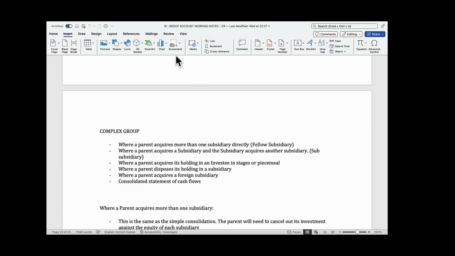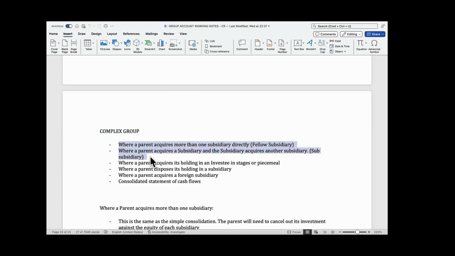Okay, good. So you're welcome to another class. And today we are going to majorly solve questions on these two parts of complex group to show how we would consolidate more than one subsidiaries. That's basically what we'll do today.